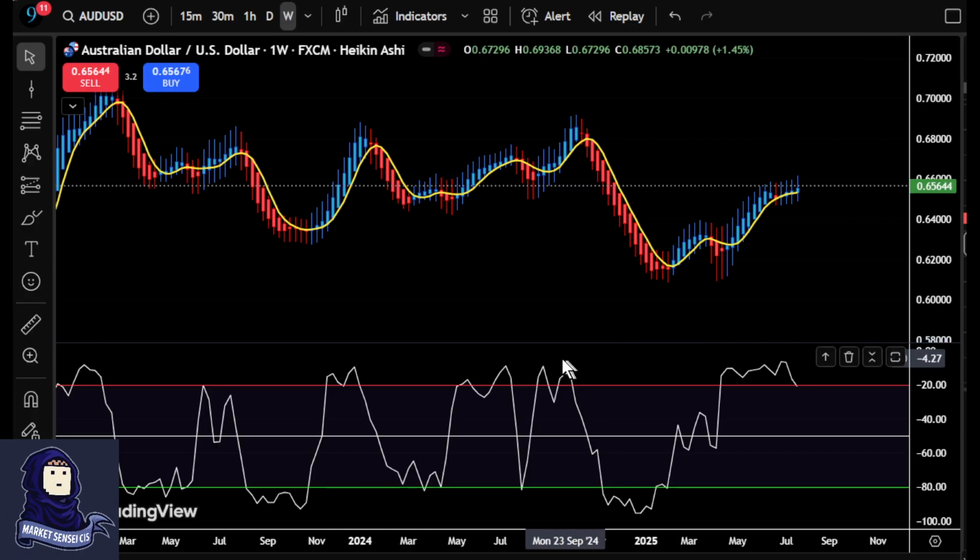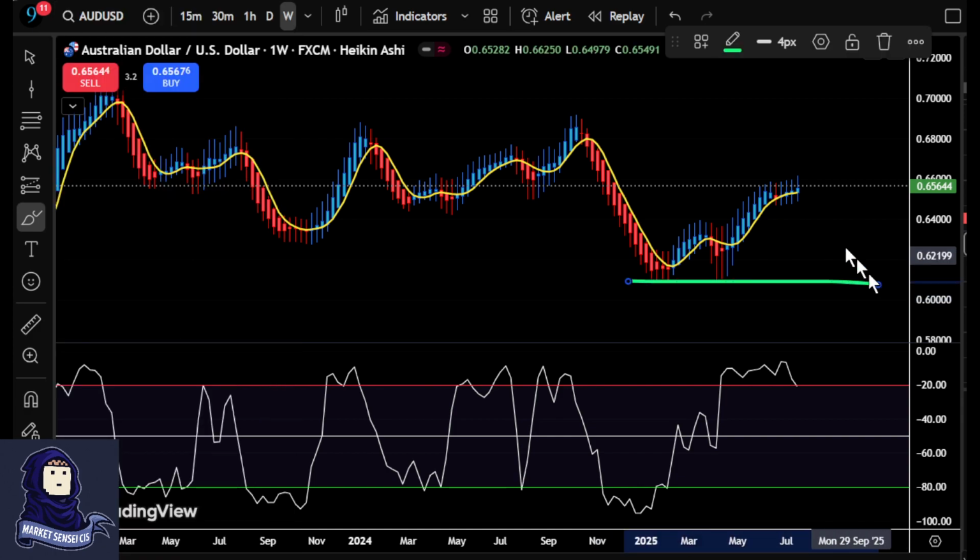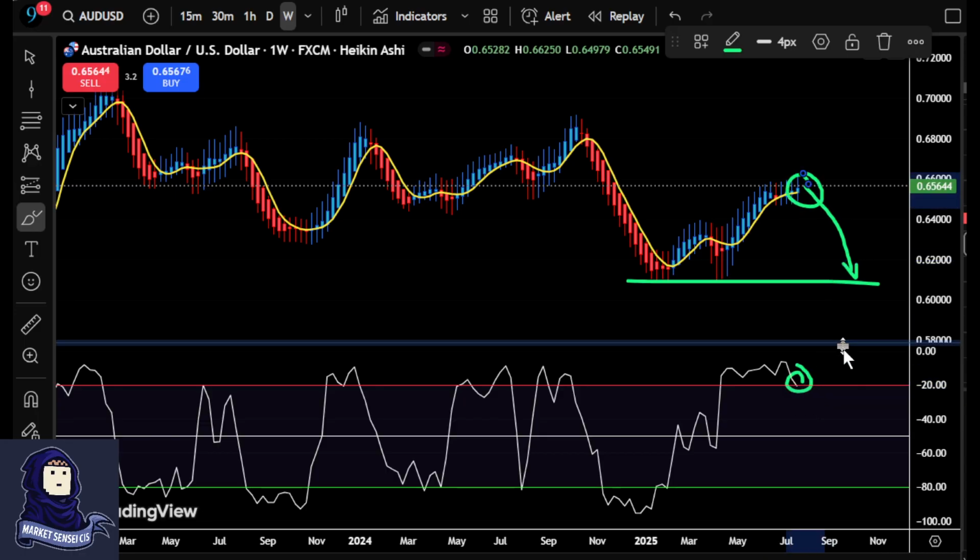Aussie dollar. Okay, there's a breakdown coming up soon. This is a weekly chart, so expect some kind of downward move. If this breaks down, expect some kind of move downwards. So it might just touch here, maybe break down to here, because there's a breakdown somewhere around here.